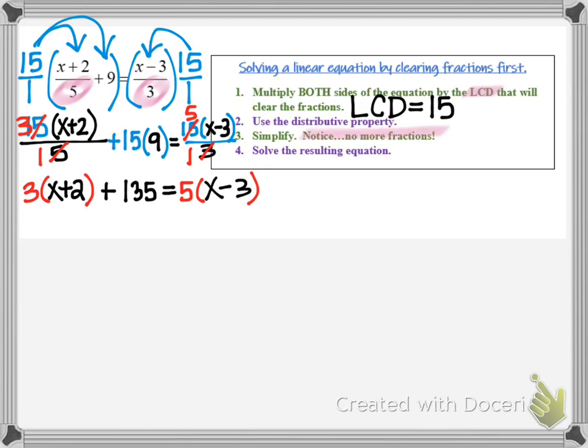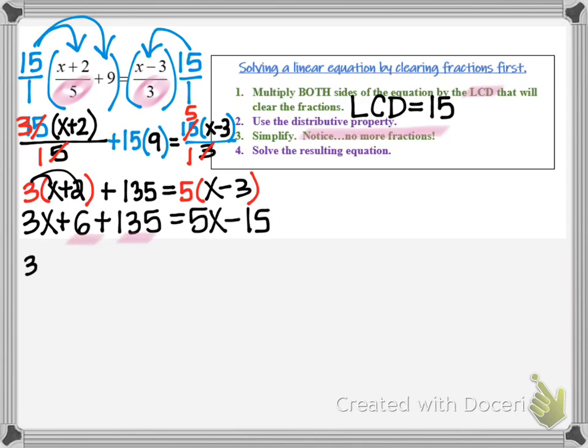Notice, no more fractions. That's the whole reason why we chose the LCD 15 to multiply by both sides of the equation. Now I just have to do a little bit more distributing to solve the linear equation. I will get 3x plus 6 plus 135 equals 5x minus 15. Then I'm going to combine like terms to get 3x plus 141 equals 5x minus 15.